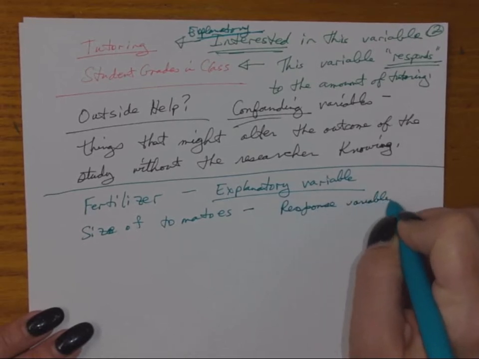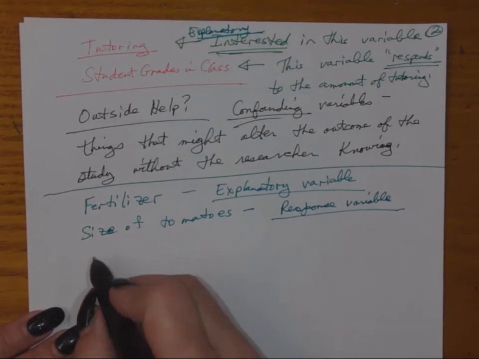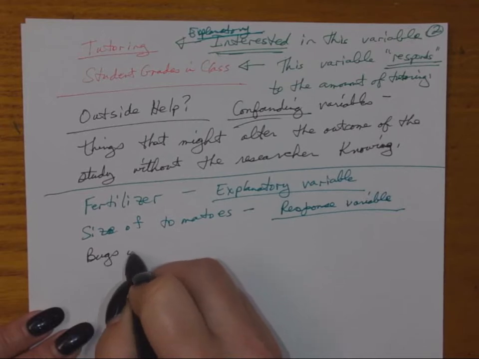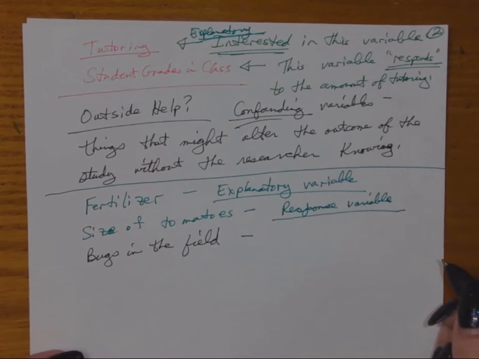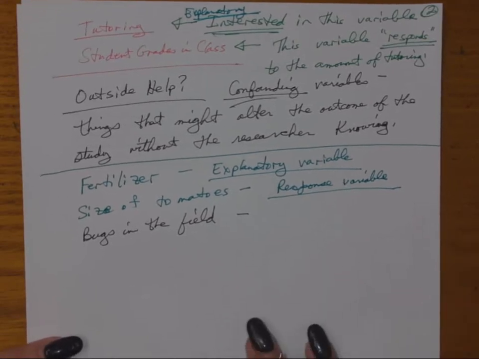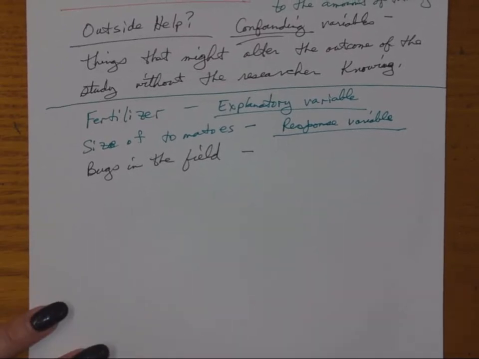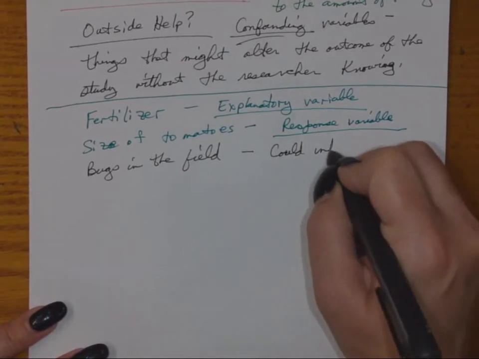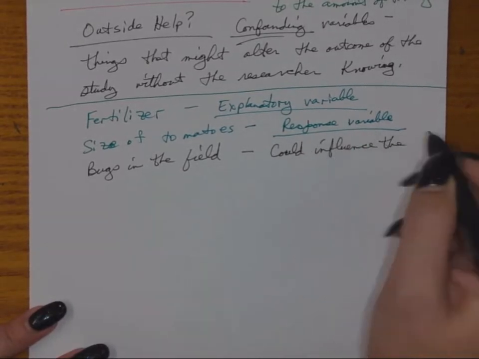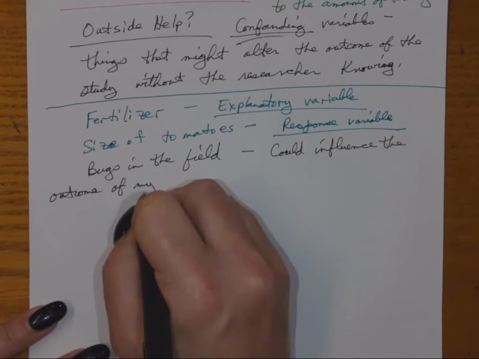variable. Now, something that I may or may not know about that could totally mess up my study, what about bugs? Bugs in the field. Okay, if the bugs go and they totally attack the tomatoes that I have fertilized, then I'm not going to get any good tomatoes out of that particular crop, right? Even though I watered them and I fertilized them and I took good care of them and whatever, this could really mess up my study. Could influence the outcome of my study, even though I wasn't planning for that necessarily.